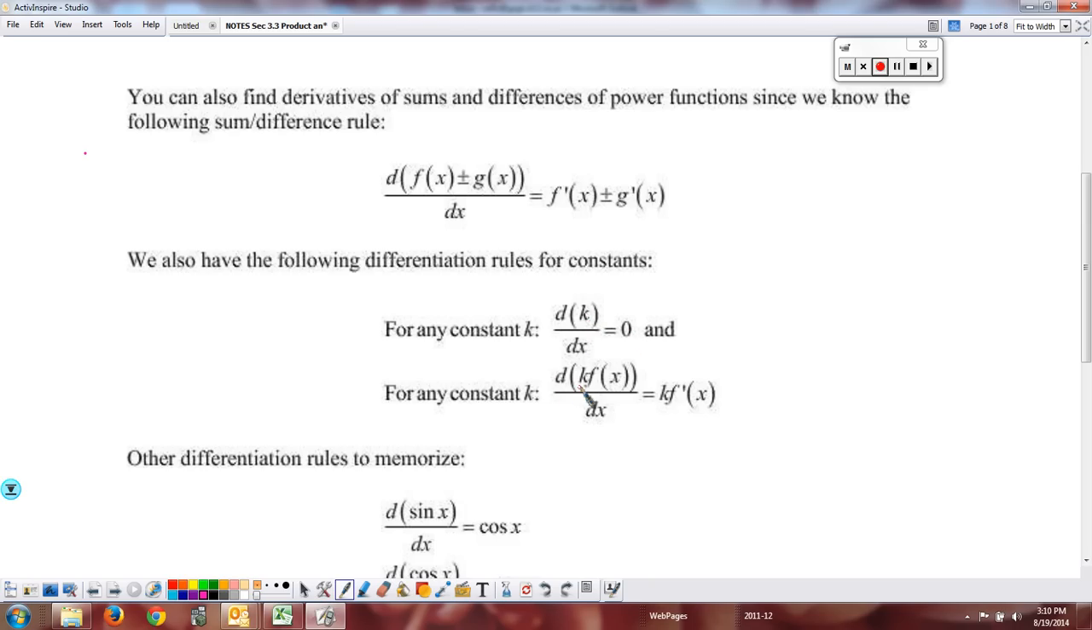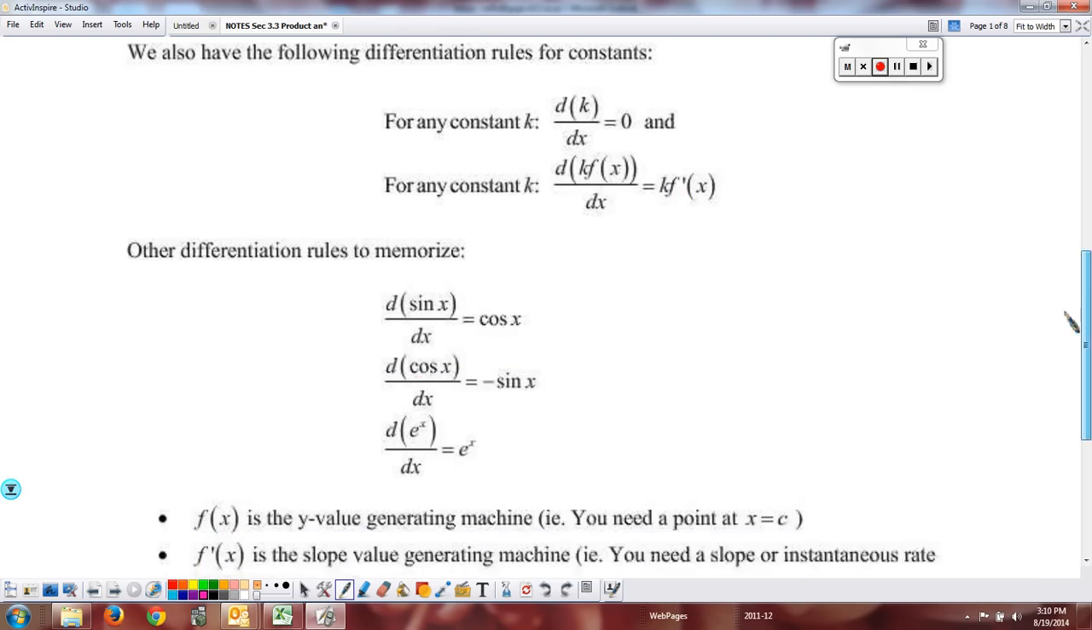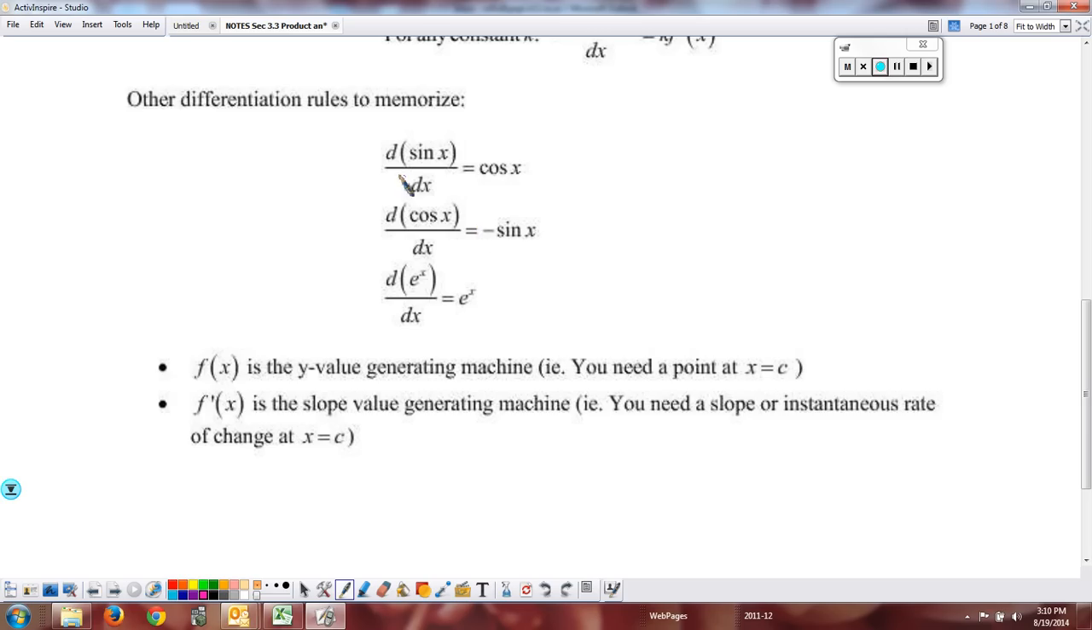The derivative of a constant times a function: you can pull the constant out and multiply the constant times the derivative of the function. We learned some basic ones for some of the transcendental functions. The derivative of sine is cosine, the derivative of cosine is negative sine, and the derivative of e to the x is itself, e to the x. So these are all rules that you should already have in your flashcards, that you're memorizing so that you have them in your tool belt when we're doing the application problems, which is kind of the point of the calculus.